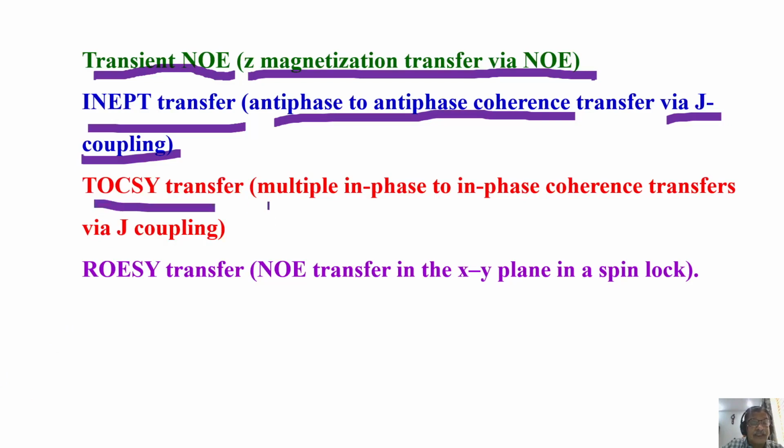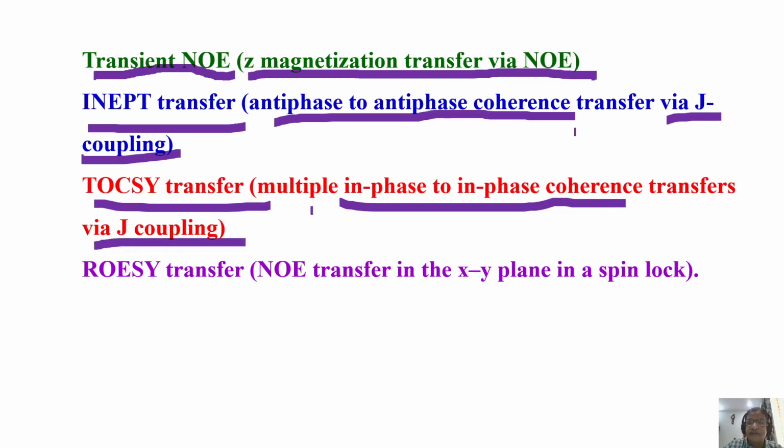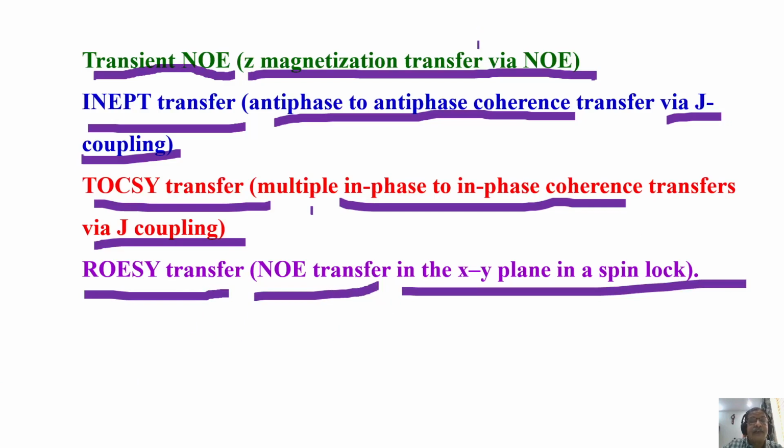You can go to TOCSY, total correlation spectroscopy, another experiment which we discussed. Here, multiple in-phase to in-phase coherence transfer takes place. That is another interesting thing. Again, through J coupling. This is through space, this is through J, this is through J. There is the ROESY experiment. Again, NOE transfer takes place, but in the XY plane. Here it was the Z axis; here it is the XY plane, and this is spin lock.